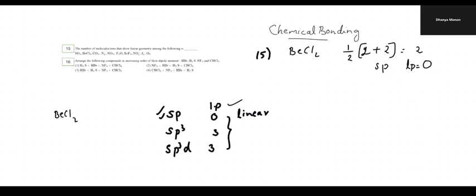Coming to carbon dioxide, half of carbon's outermost electrons is 4. There is no positive or negative charge. In fact, it is 2. 2 means sp hybridization, and lone pair is also 0 because there are 2 bond pairs and Z value is 2. So the lone pair is 0. So this also comes under this category. So carbon dioxide has a linear shape.